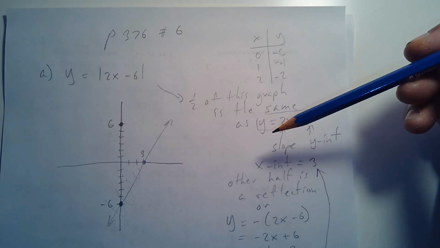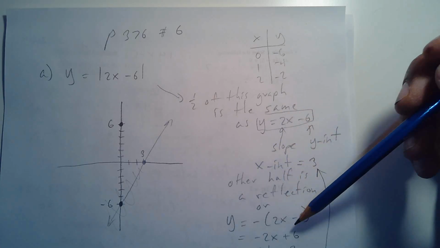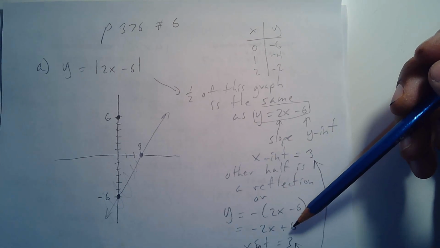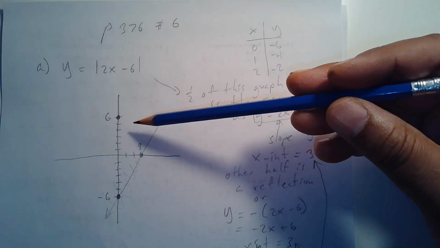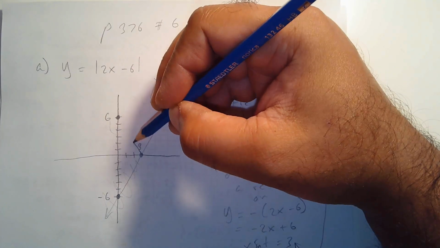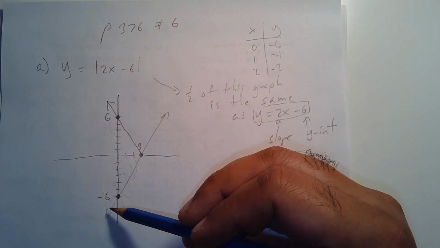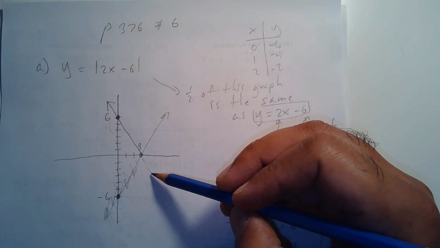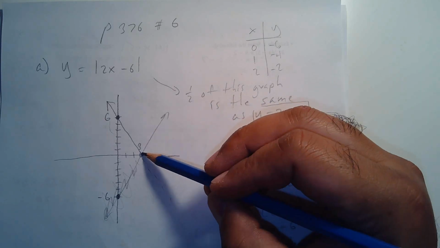And so the reflection, or the other half of this, is going to be this one here, negative 2x plus 6. So again, your x-intercept is 3, your y-intercept is positive 6, and so that's going to be this one here. Okay, so again, this part down here doesn't exist. And just like this line here would have a part going down here, that doesn't exist either. So this is your absolute value function then.